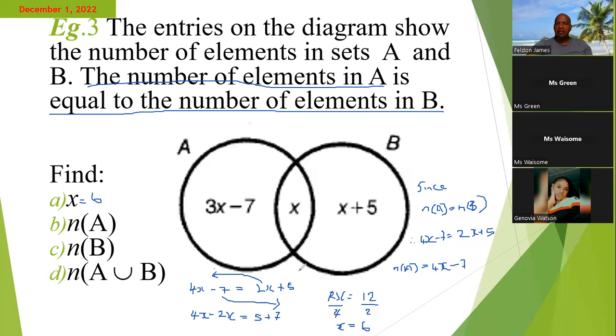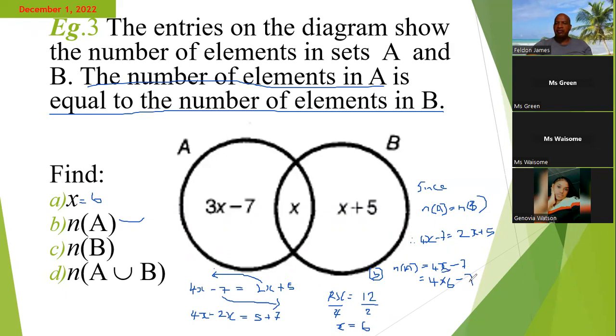So this is part B of the question that we are trying to solve. Based on what we just did, the number of elements in A will be equal to 4x minus 7, because we add up everything in A. But we now have a value for x. We know that x is 6, so wherever x is, we replace it with 6. So 4x becomes 4 times 6, and then we subtract 7.